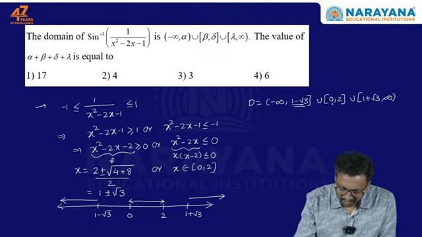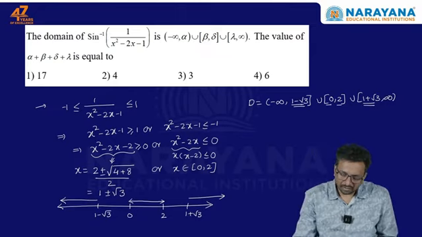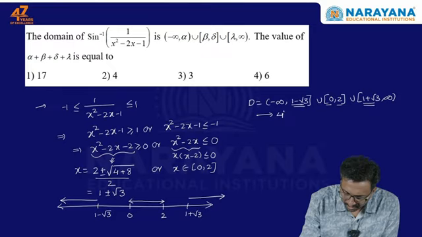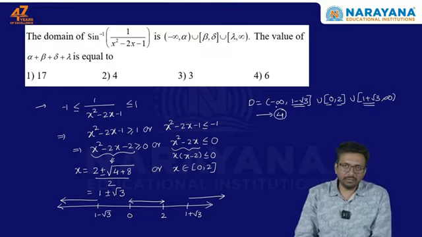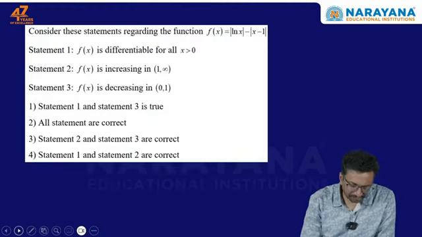So these values are alpha, beta, gamma and delta. They're asking you alpha plus beta plus gamma plus delta. So obviously it is equal to 4, right? So alpha plus beta plus gamma plus delta is equal to 4. So let's go to the next question.